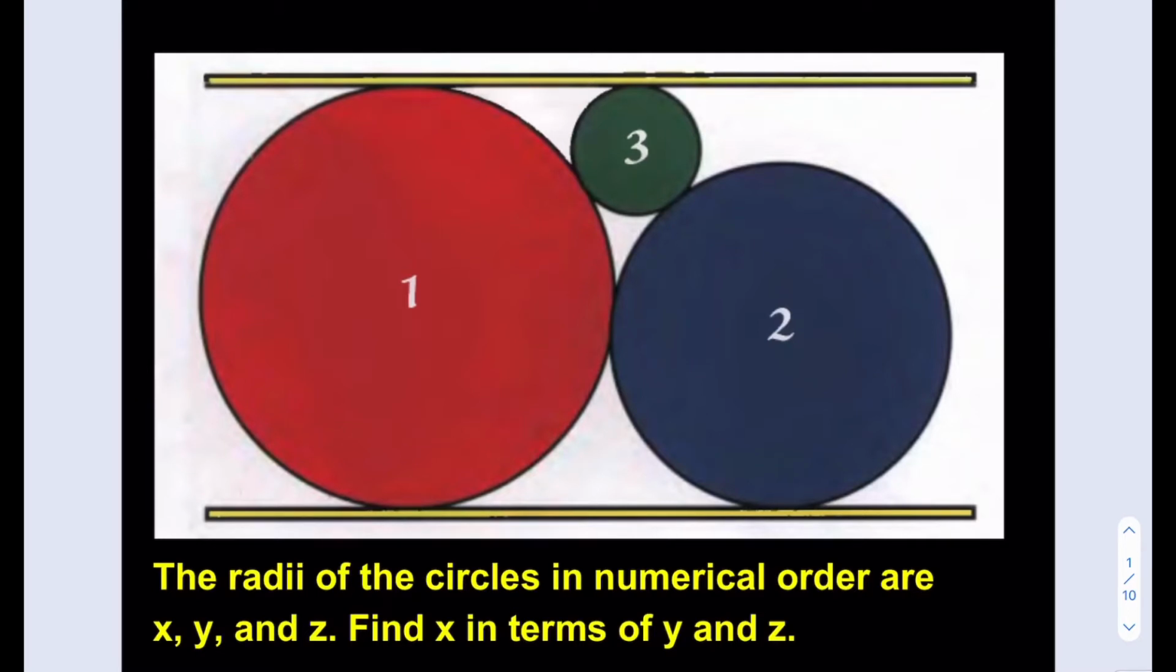Okay, so we're going to start by marking the centers of each circle, and then we'll be connecting them. So let's go ahead and connect those centers. 1 and 2, 3 and 2, and then 1 and 3.